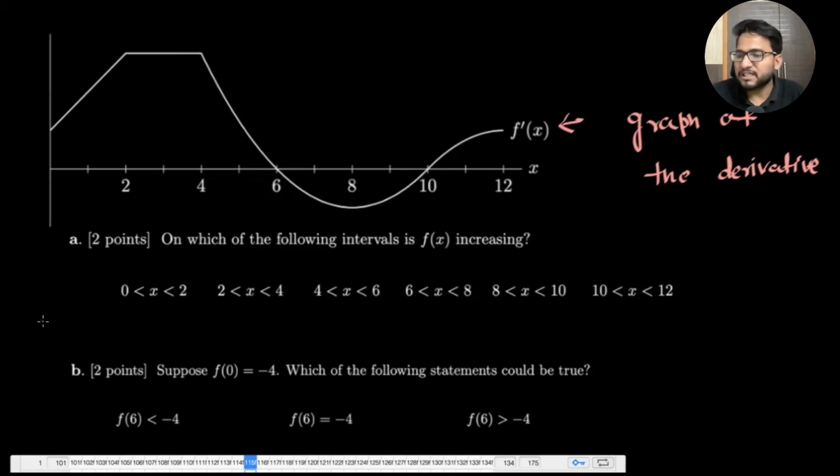So whenever f dash x is greater than 0, right? Which means where it is greater than 0: 0 to 2, yes, greater than 0; 2 to 4, yes, greater than 0; 4 to 6, yes, greater than 0; 6 to 8 is not greater than 0; 8 to 10 is also not greater than 0; 10 to 12, it is greater than 0. So that's why this is the answer. Is this okay to everyone? That's how we are solving it?